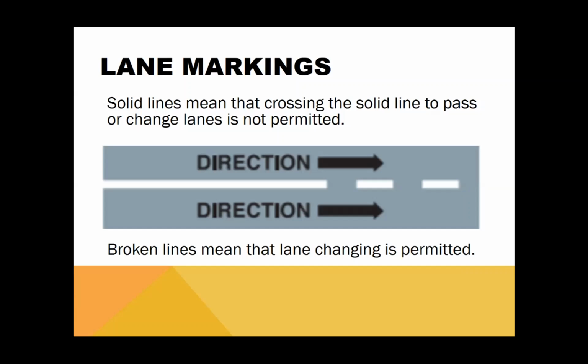But if you see how the lane changes and it moves into a broken line, that means that lane changing is permitted. You can go and pass another vehicle if it's safe to do so. If there's nobody in that other lane and you want to switch over because you're going to be preparing to turn, then you can do that only when it's at that broken line.